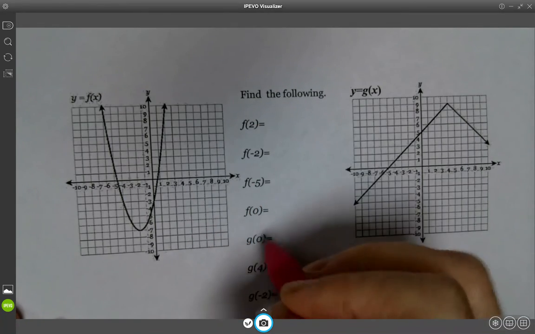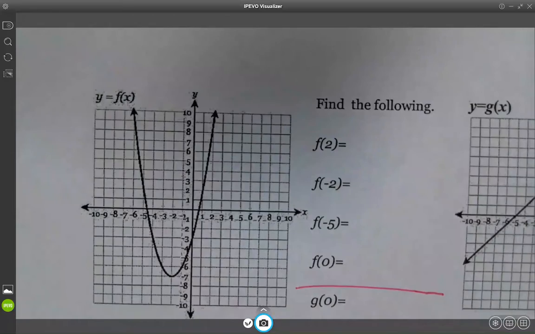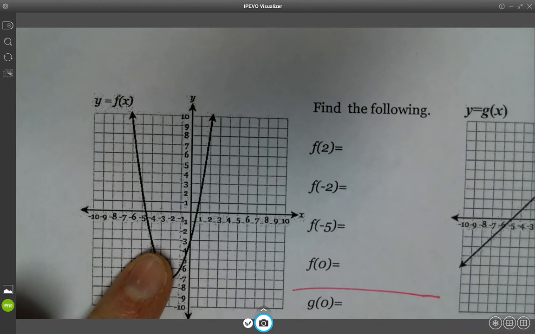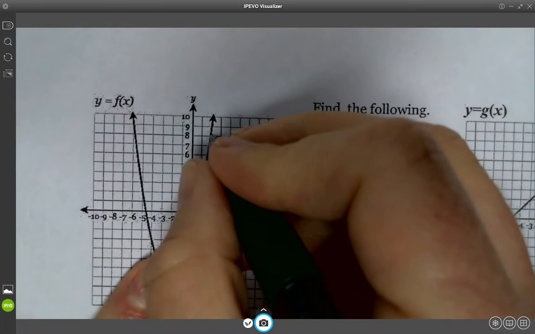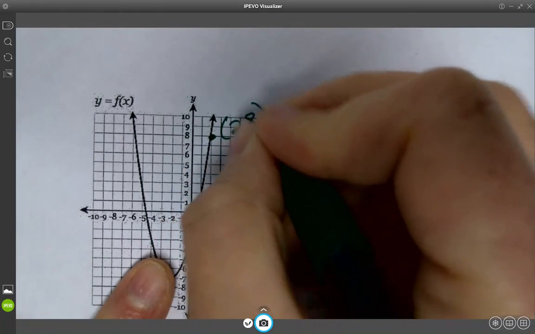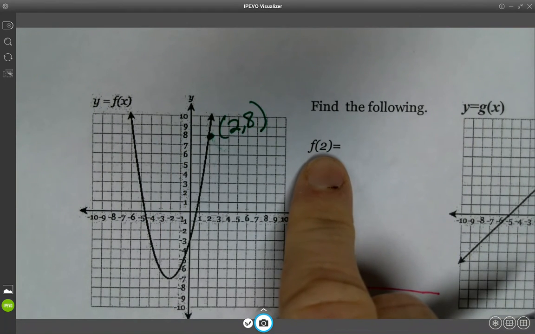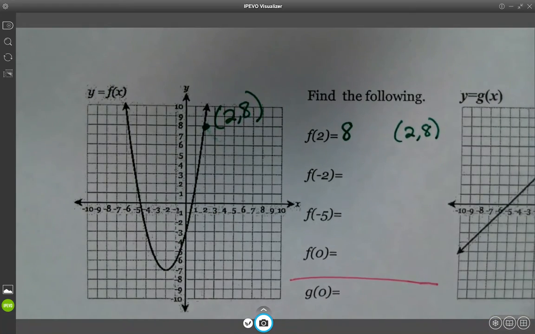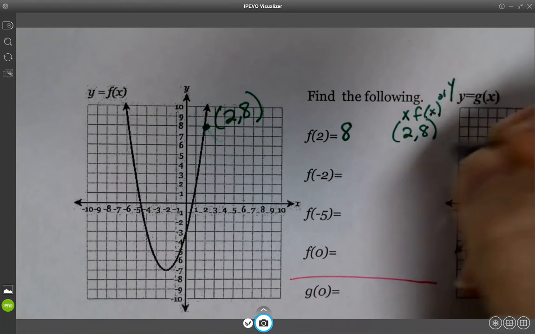So look at our problems. We have the f functions, and then we have the g functions. So you're doing the same thing. When x is 2, what is y? So let's go to the 2. I'm going over 2, and then where is the coordinate? 8. So 2, 8. F of 2 means x is 2. So you go over to 2 and then find where it crosses. So it's at 8. So if we want, we can write this, 2, 8. X is 2. F of x, or y, is 8.